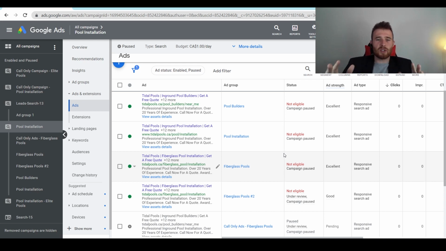So it's just really important to make sure all of your keywords line up. And yes, it will take some time to build out these ad groups, but it is definitely worth it when it comes to increasing your conversion rate.